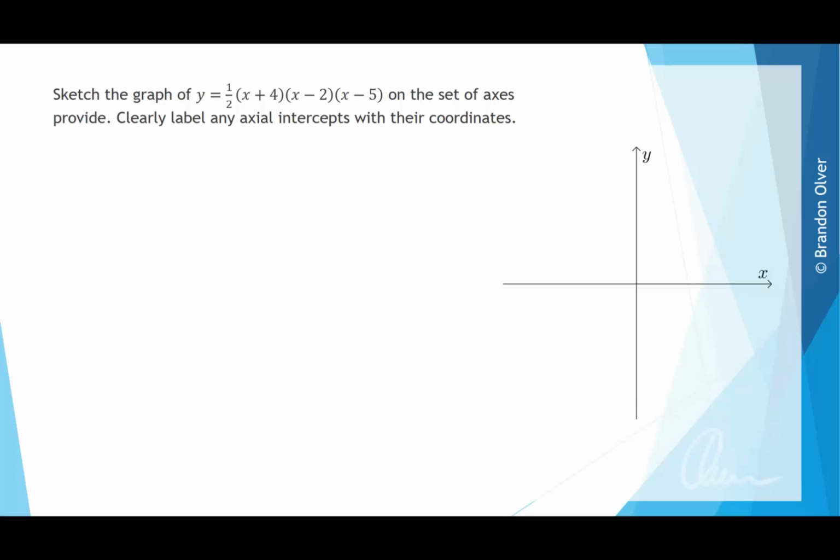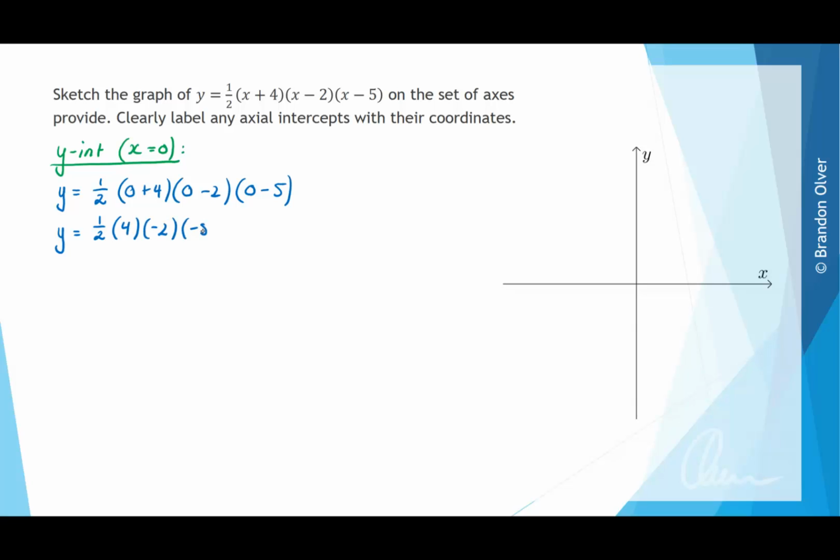So the first thing we're going to find is the y-intercept of this graph, and that occurs when x is equal to 0. Substituting x equals 0 into this rule gives y equals 1/2 times (0 + 4)(0 - 2)(0 - 5). Evaluating that, we get y equals 1/2 times 4 times negative 2 times negative 5, and that is going to equal positive 20. Therefore, the coordinate of the y-intercept is (0, 20).